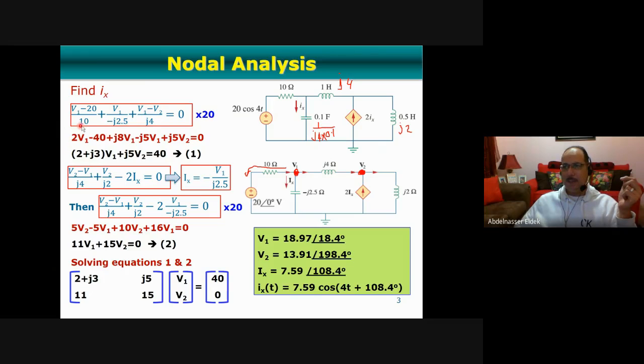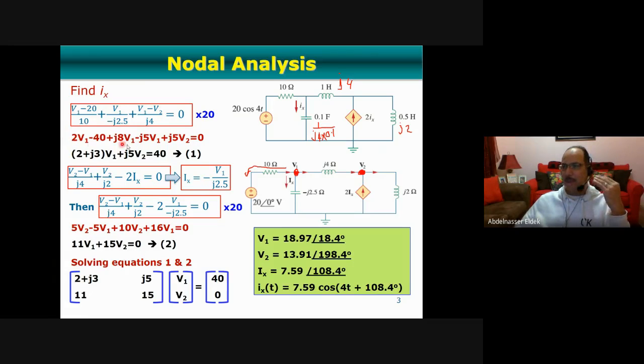20 divided by 10 is 2. 2 times V1 is 2V1. And 2 times 20 is 40. And then negative J will be positive J. 20 divided by 2.5 is 8. So it will be J8V1. And then 20 divided by 4 is 5. And you have negative J here. So it will be 5V1 minus 5V2. You multiply both of them by negative J.